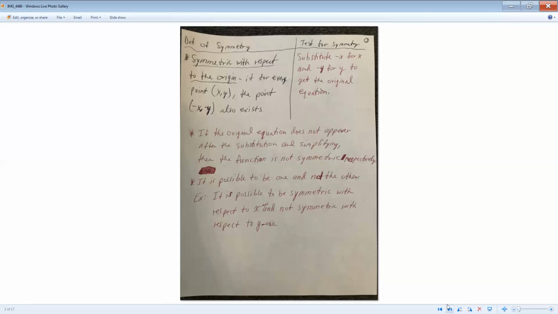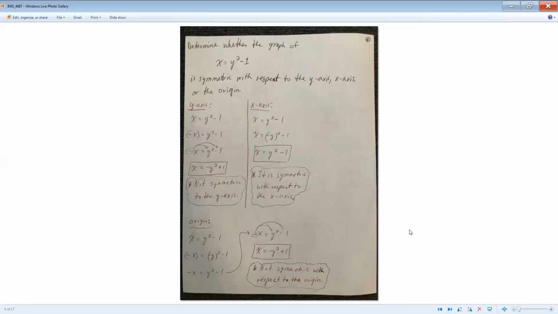So let's try this out. So we have the function here, x equal to y squared minus 1. And we want to know whether it is symmetric with respect to the y-axis, x-axis, or the origin. So to test to see if it's symmetric to the y-axis, we will plug in negative x for x and then simplify. So I'll plug in negative x, that'll be negative x equal to y squared minus 1. If I were to take the negative to the other side of the equation to solve for x, I have x equal to negative y squared plus 1. That is not my original equation, so it is not symmetric to the y-axis.